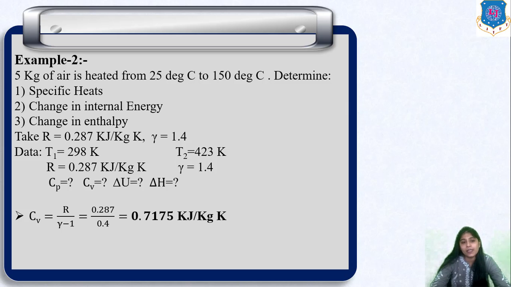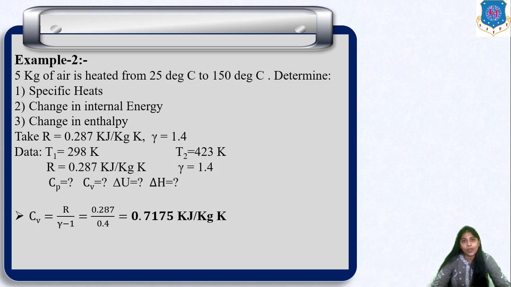Now Cv is R upon gamma minus 1. R is 0.287, gamma is 1.4. We'll substitute the value of both the parameters, and we'll get Cv as 0.7175 kilojoule per kg Kelvin.